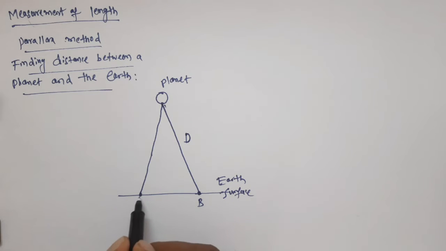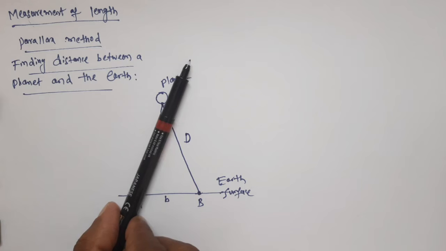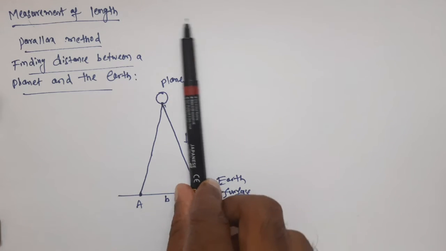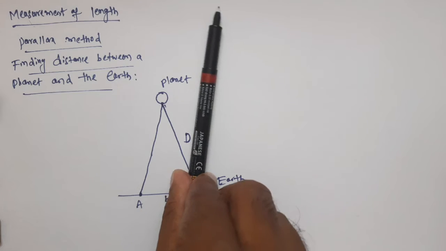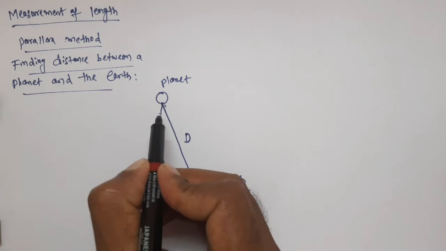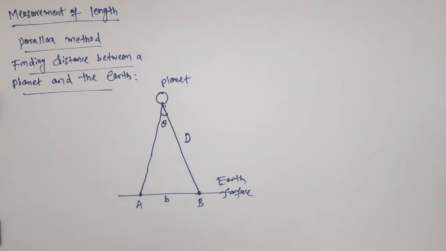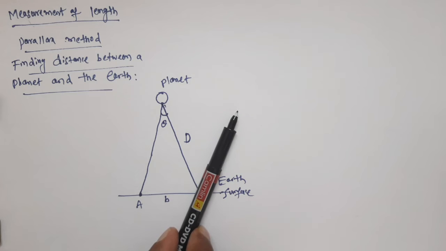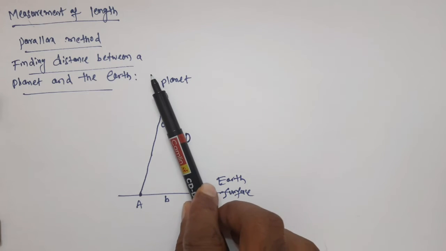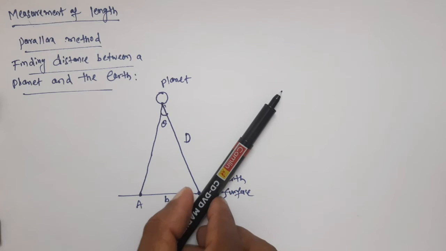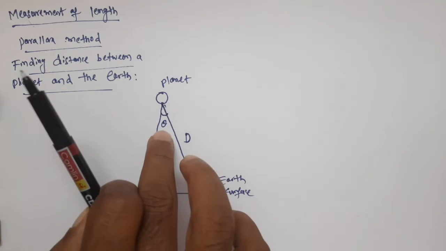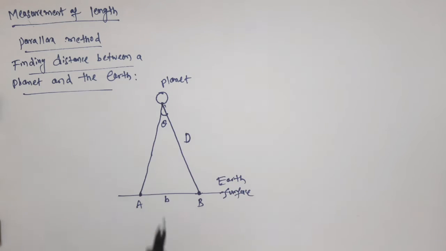Now let us say the distance between the 2 points A and B is small b, like this. When we go from here to here and rotate the telescope like this, whatever angle the telescope rotates, that angle and this angle must be the same, right? Initially we place the telescope like this. We go to point B and rotate the telescope by some angle. Whatever angle the telescope rotated and this angle are the same, and let's say that angle is theta.